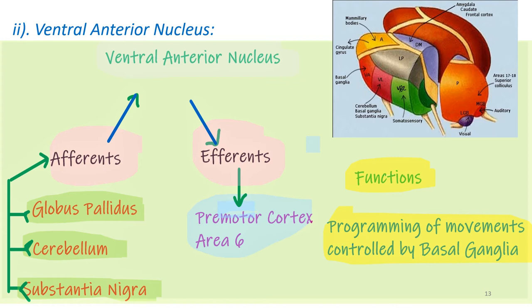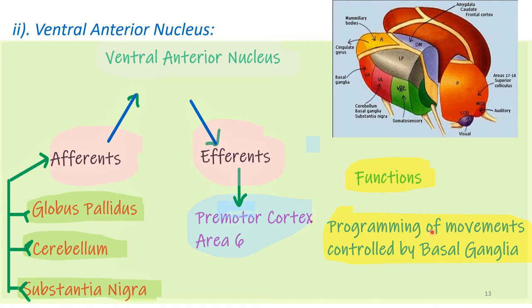The second motor nucleus is the ventral anterior nucleus. The previous one was what? Do you remember? It was the ventral lateral nucleus, and this is the ventral anterior nucleus. The afferents it receives are from the globus pallidus, cerebellum, and the substantia nigra. Globus pallidus and substantia nigra are part of the basal ganglia. It sends efferents to the premotor cortex, that is area 6. It plays a role in the programming of movements controlled by the basal ganglia.